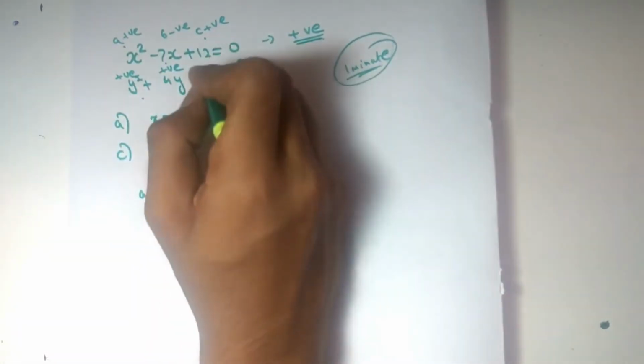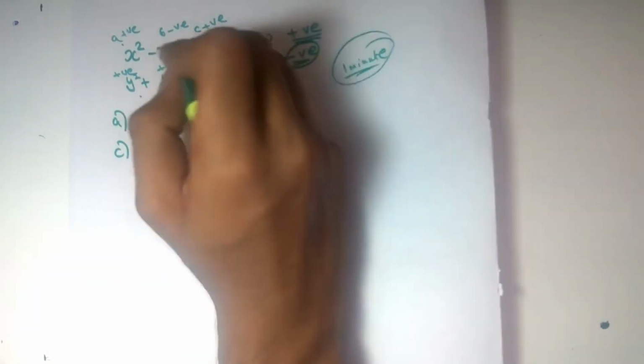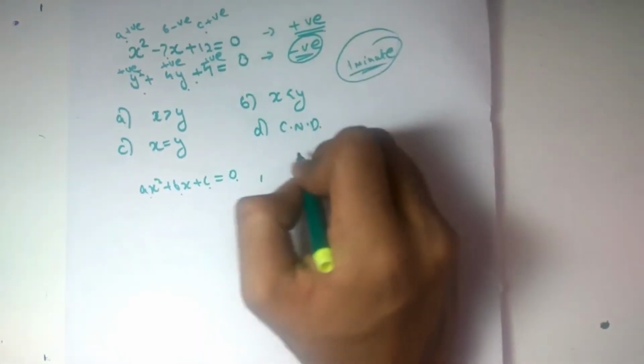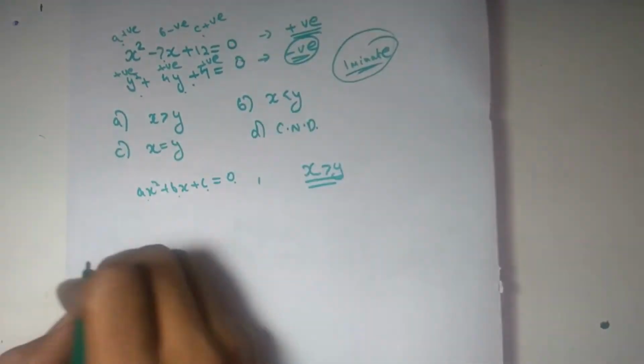Okay, in this case, a is positive, b is positive and c is also positive. So the root would be negative. So here x is always positive and y is always negative. So the answer: x would be greater than y. So that is the answer.